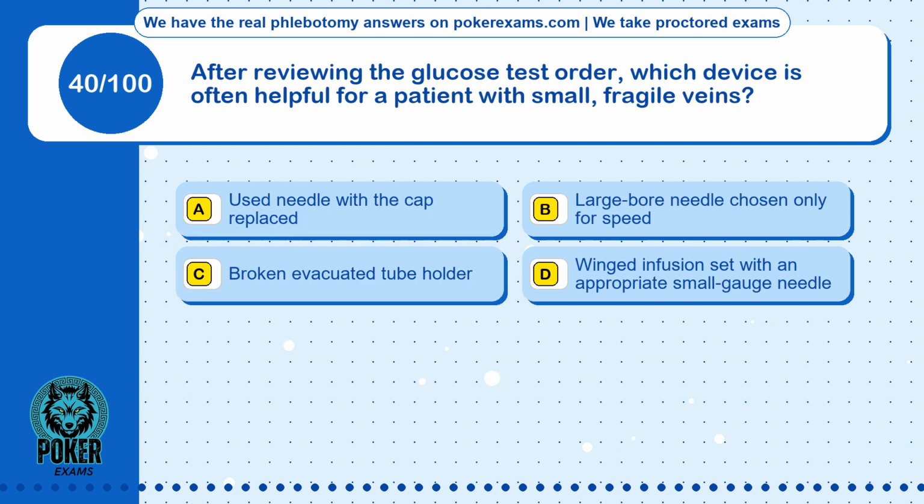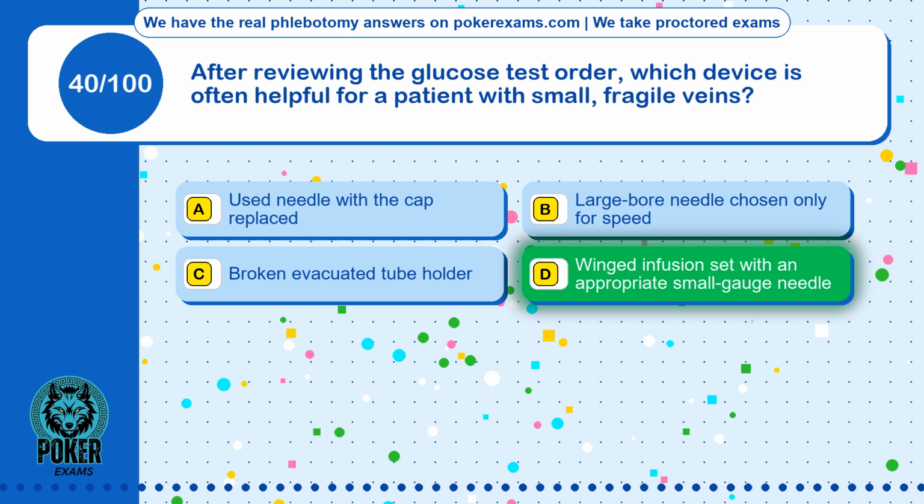Question 40. After reviewing the glucose test order, which device is often helpful for a patient with small, fragile veins? Option A. Used needle with the cap replaced. Option B. Large bore needle chosen only for speed. Option C. Broken evacuated tube holder. Option D. Winged infusion set with an appropriate small gauge needle.